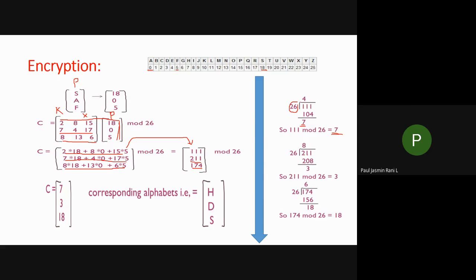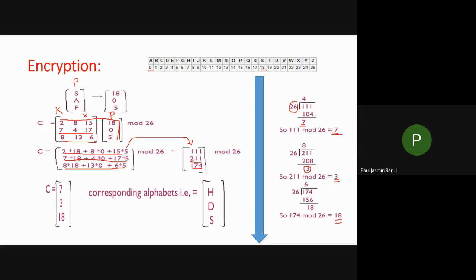When you do 211 divided by 26, the result will be 3. So the remainder is 3, and that will be the result of the second one. The third one is 174. So 174 mod 26, your answer is 18. This is how you have to find the ciphertext.